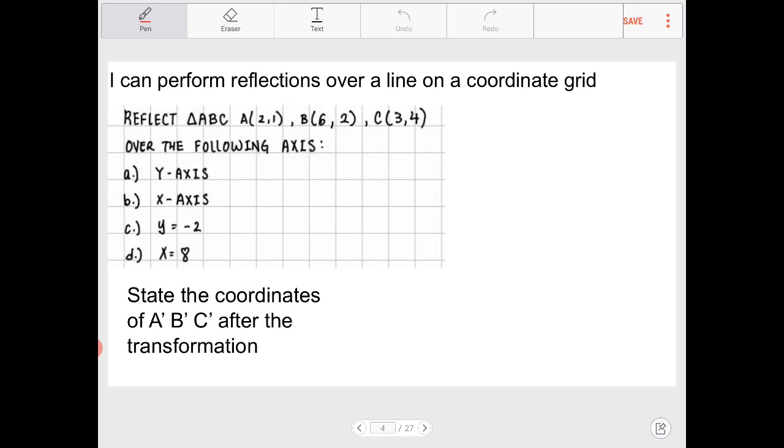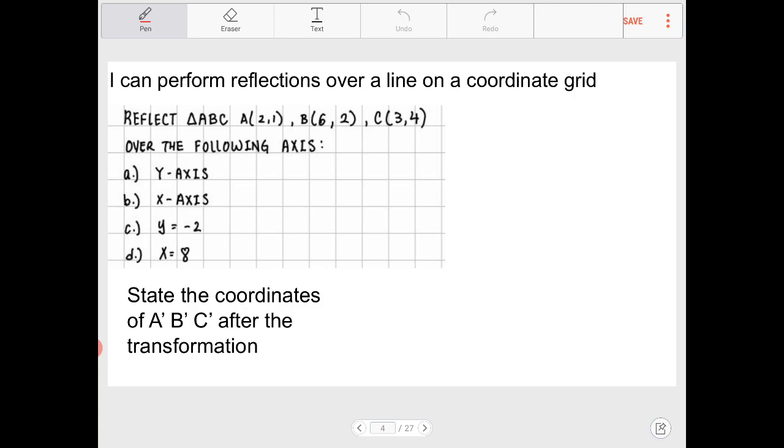All right, so next we're going to try and reflect triangle ABC, which has these coordinates (2, 1), (6, 2), and (3, 4), over the y-axis, the x-axis, over the line y equals -2, and over the line x equals 8. We're going to take the same triangle and perform these four different transformations to it. So the thing that you will definitely need right now is a sheet of graph paper.